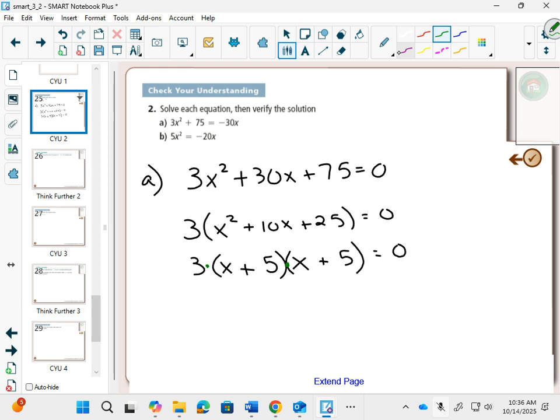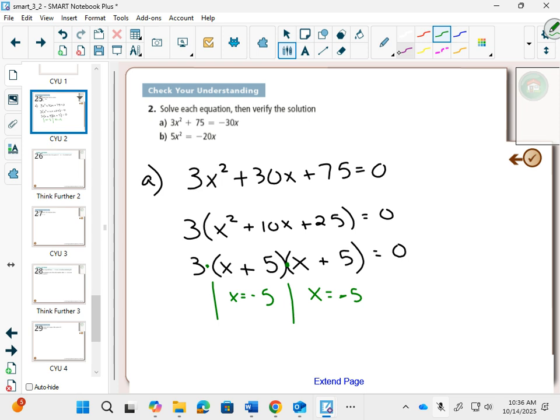But this one can never equal 0. Could this one equal 0? So this one never. But this one, yes. What would x have to equal? -5. What about this one? Same thing. In fact, this one has only one solution. Some of ours had 2 solutions. This one only has 1 solution.